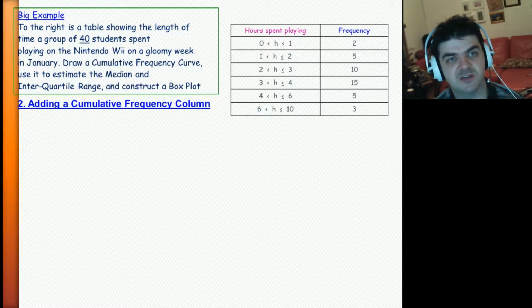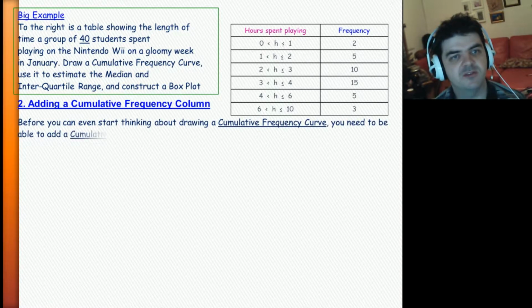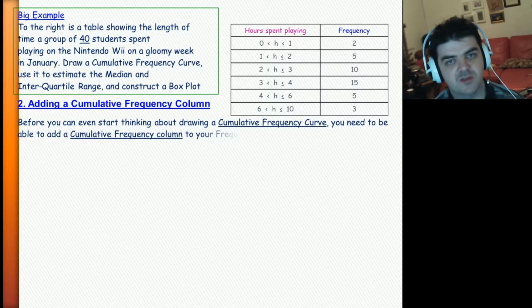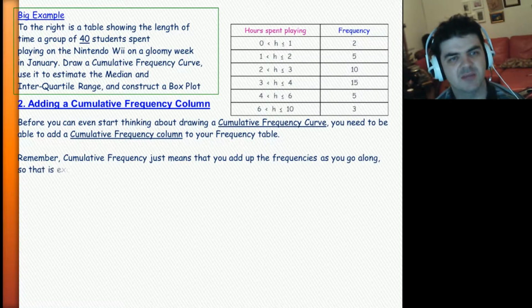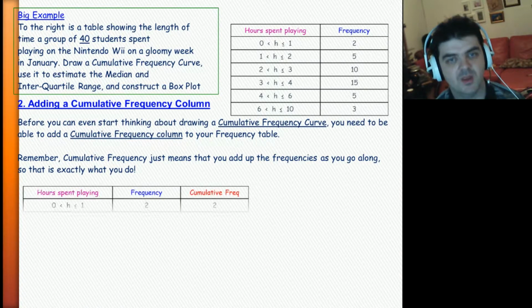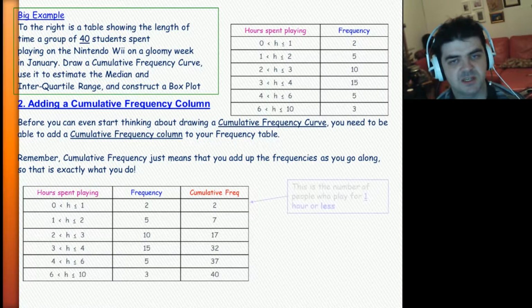First thing we need to do, as it says there, is add a cumulative frequency column. Before you can even start thinking about drawing the graph or the curve, you need to add a cumulative frequency column to your frequency table. Remember, cumulative frequency is just a fancy way of saying that you add up the frequencies as you go along, and it's sometimes called a running total. So what do we do? We add this total to the right, and it works as such.